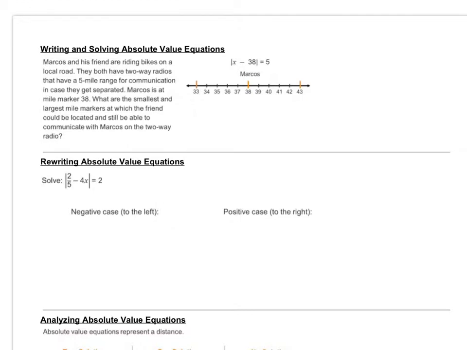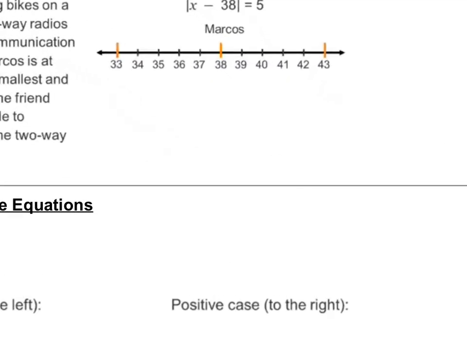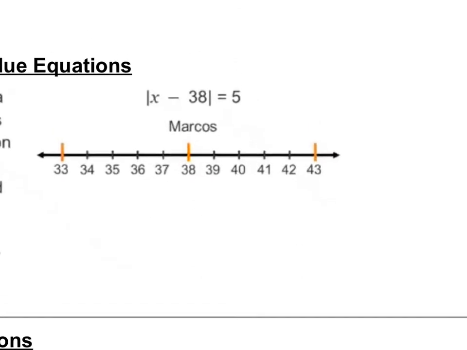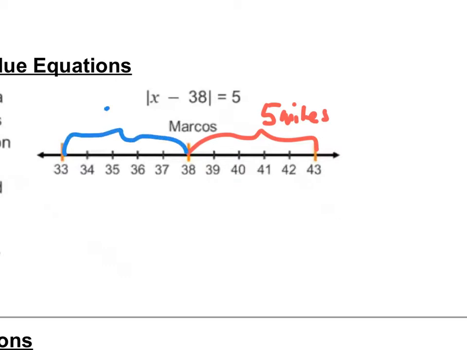So if we take a look at this graph and this equation, we've got that the absolute value of x minus 38 is equal to 5. If you take 38 and add 5 in this direction, you've got 5 miles here, which says that if you're at mile marker 43, you could still talk to Marcos at mile marker 38. On the flip side, you've got this other side that's 5 miles away, and that's going to be at mile marker 33.